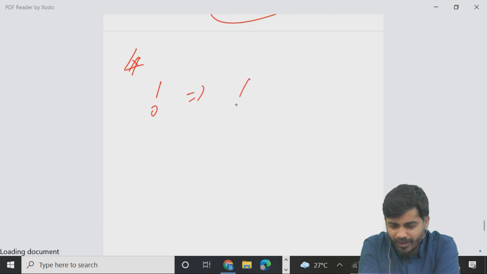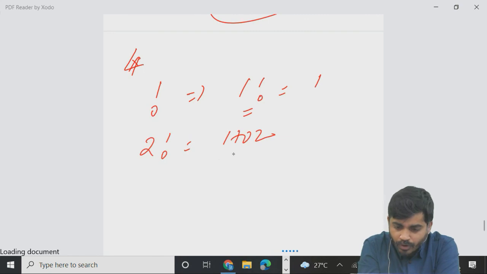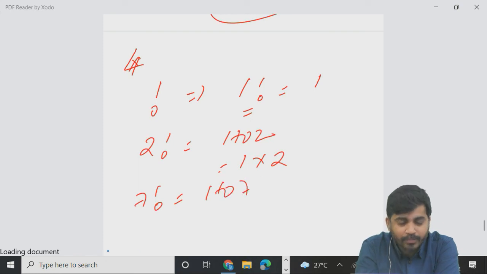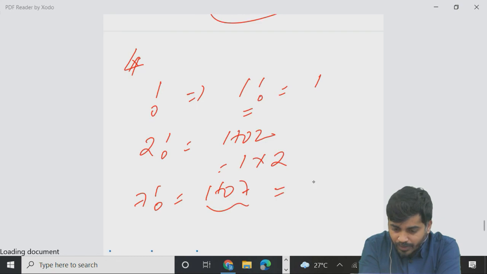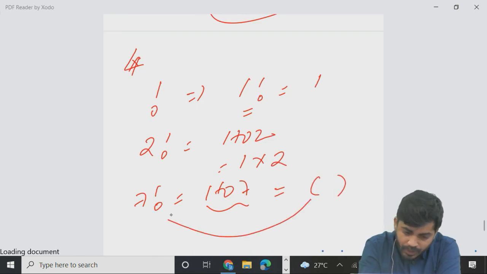1 factorial means till 1, from 1 to 1 all the numbers multiplied. 2 factorial means from 1 to 2 all the numbers are multiplied. 7 factorial from 1 to 7 all the numbers multiplied.